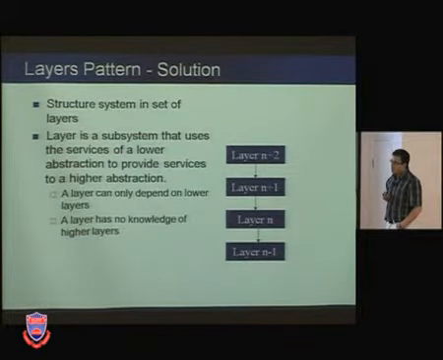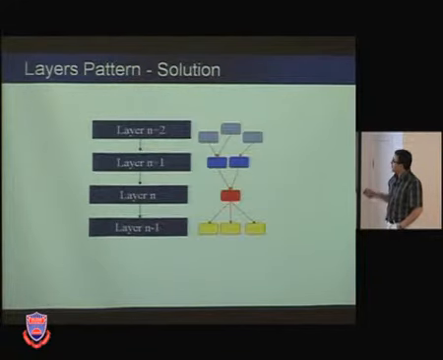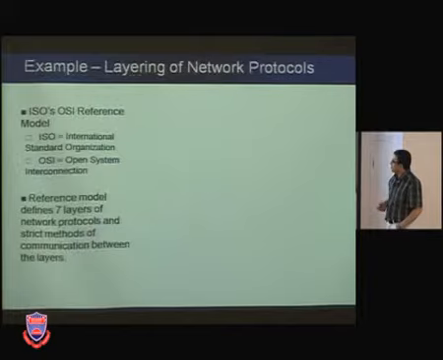What's the pattern? Layers pattern. It says layer your system in a set of layers. A layer is a subsystem that uses the services of the lower layer, lower abstraction, to provide services to higher abstraction. A layer can only depend on lower layers. A layer has no knowledge of higher layers. Okay. This is a solution, so n plus 2, etc. So typical, we have seen this also before.